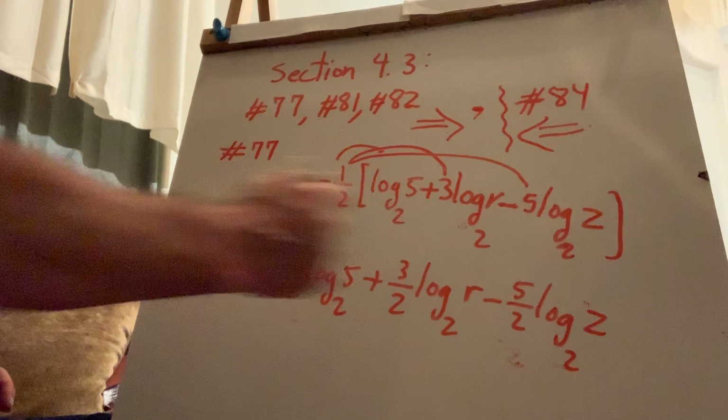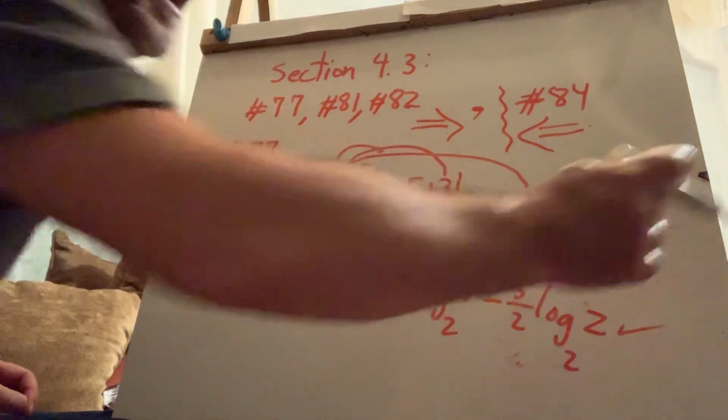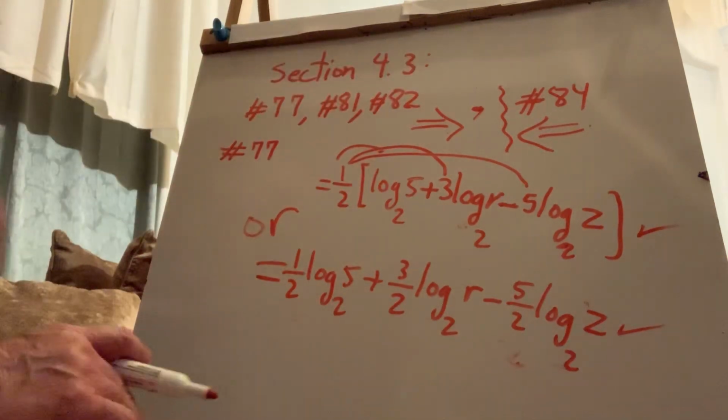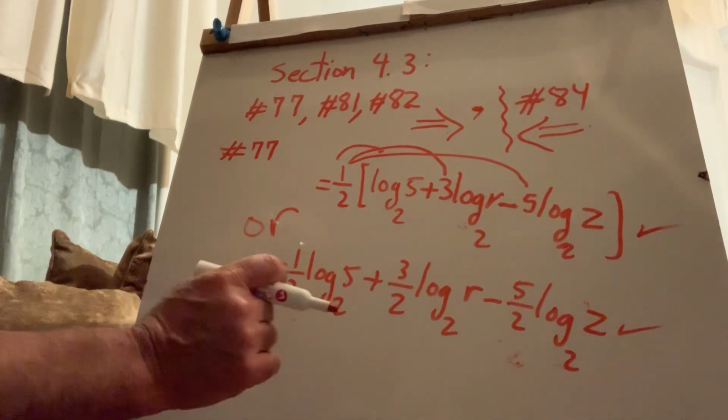Okay, so sometimes this could be the last conclusion or final answer. Some books may leave it like that, but they both are correct. They are the same thing. You just have a different representation. Okay, so this was problem number 77.